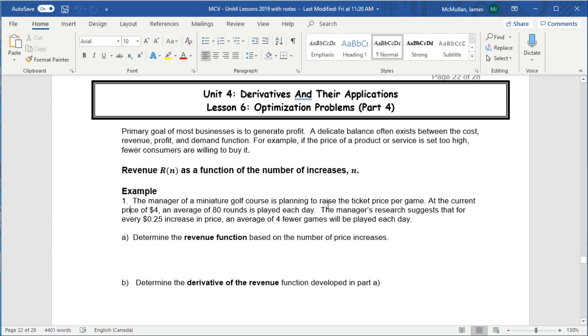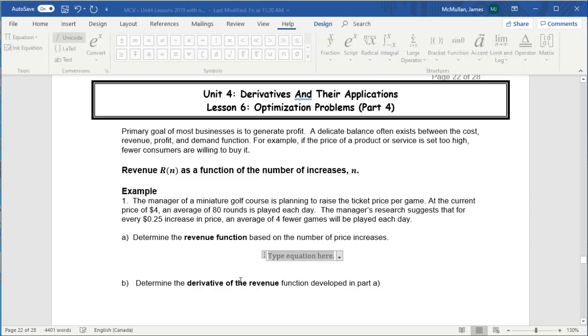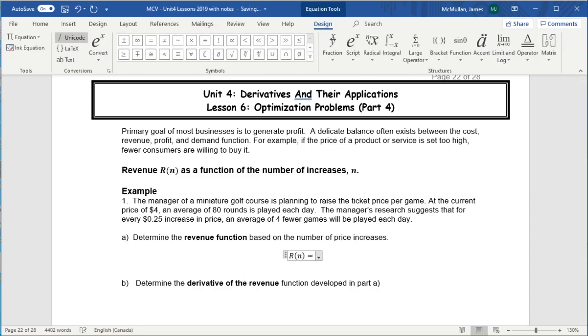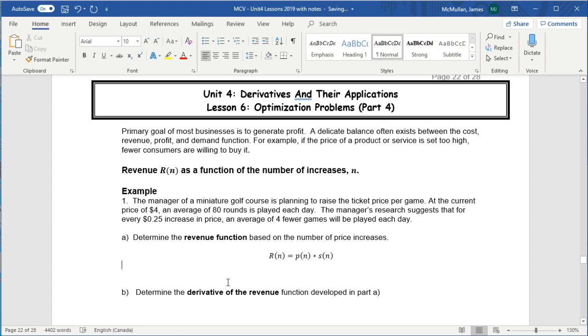So first of all, it's worth trying to understand the shape that this graph is going to make and the reason why. The revenue function here is going to look something like this. The revenue function is equal to the price times the sales. So that is basically the amount you charge times the number of people who pay, right?